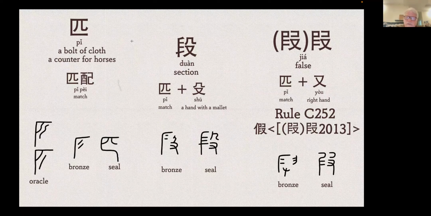Other people may have different interpretations, but you must ask them, what is your logic? What is your evidence? In the case of Ja, the Shuowen looked at this character and he didn't know what it was either. And he thought that it was a hand that was scraping the skin off of an animal, and somehow he associated that with being false.